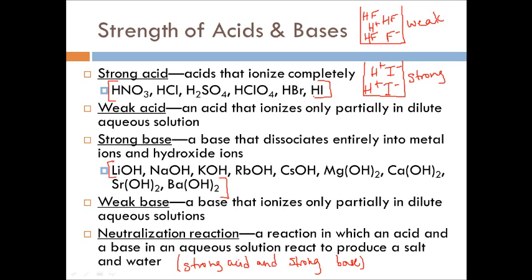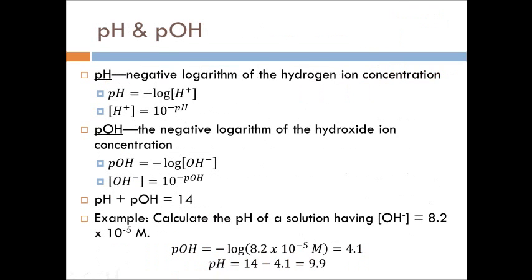Neutralization only happens when you have strong acid and strong base. We can measure this strength by pH or pOH. pH is the negative log of the hydrogen concentration, and pOH is the negative log of the hydroxide concentration. And if you look at the scales, 7 is considered the middle.